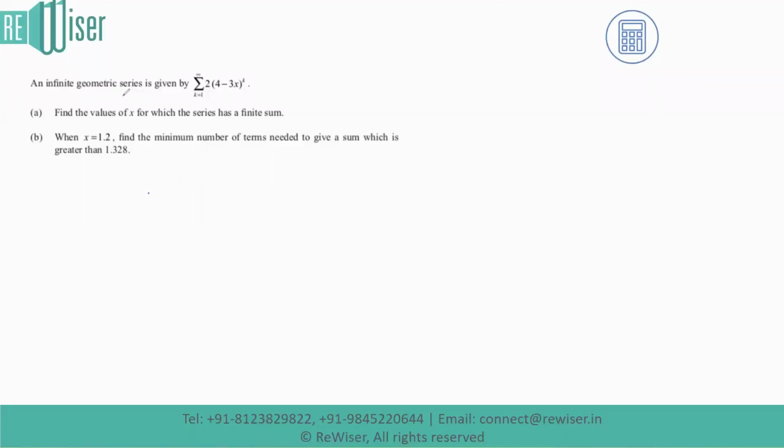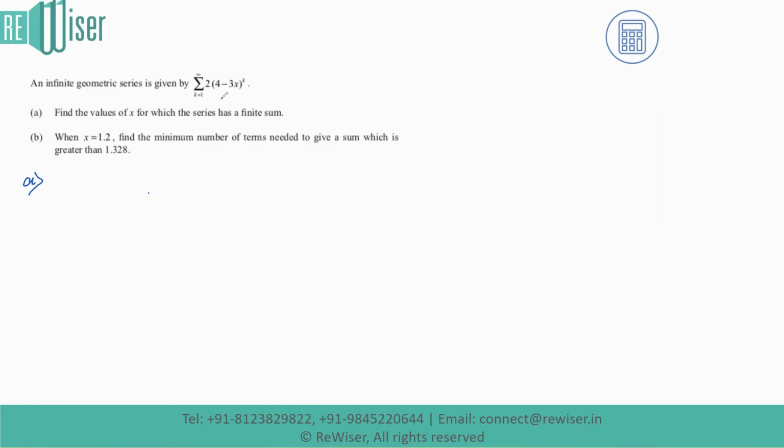An infinite geometric series is given by this: the summation of k equals 1 to infinity of 2 times (4 minus 3x) to the power of k. So for part A, find the values of x such that the series has a finite sum.